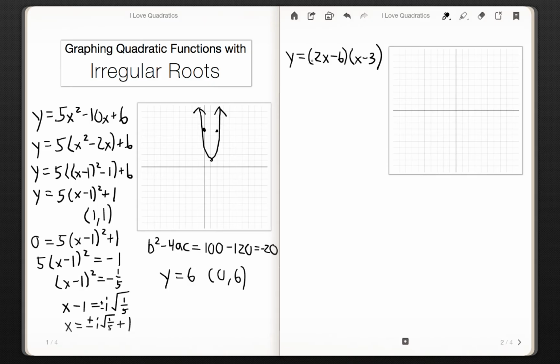So with the root form, it's very easy to see what the roots are. We just say, what do we need to make x equal to in order to get y equal to 0? Well, in this one, we'll need x equal to 3. And in this one, we will need x equal to 3. And here's what's irregular about this problem. How could we get the same root for both of these factored terms?